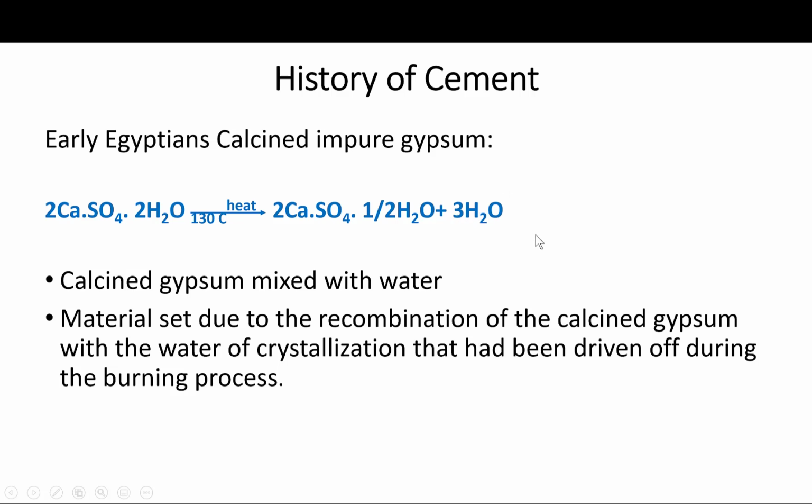So they used gypsum instead of lime because it required only a relatively low burning temperature, something on the order of 130 degrees Celsius. These gypsum-based mortars are non-hydraulic, that is, hardening will not take place underwater because gypsum is quite soluble.